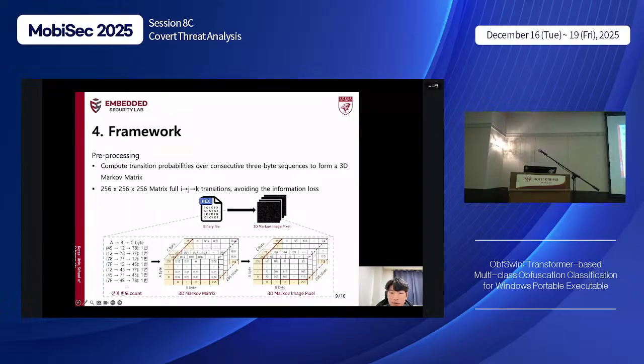The key design choice here is to keep the three-step transitions instead of collapsing them into simple pairwise transitions. This helps preserve richer information about patterns that arise from obfuscation. As a result, we can better capture the distinct transition patterns induced by different obfuscation options and their combinations.